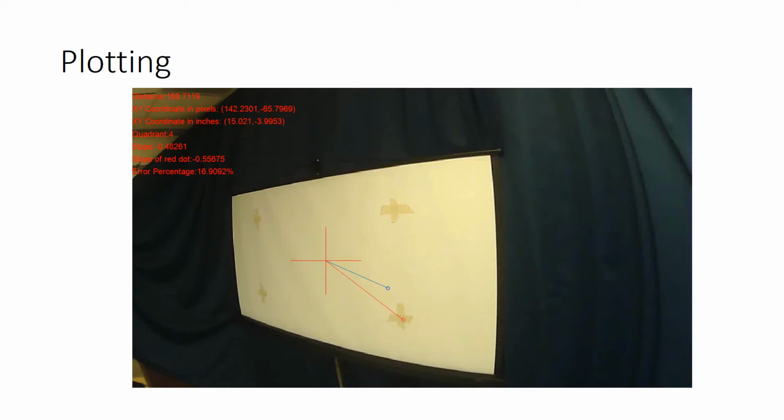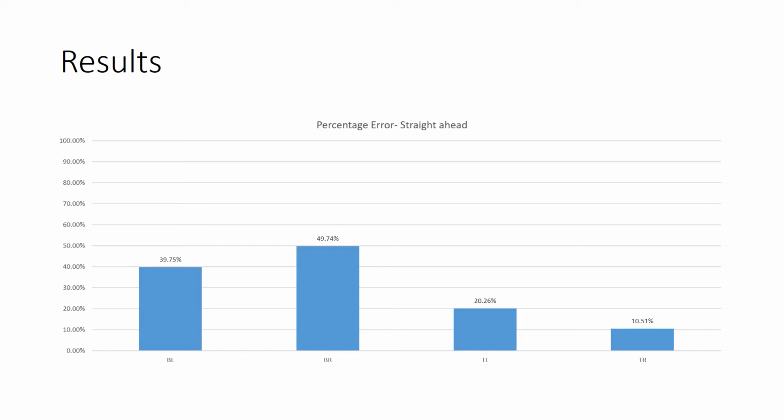In this project, the average of each target's gazes were measured and put into a chart. This first chart is the percentage error when looking straight from the projector. The BL has 39.75% error. BR has 49.74% error. The TL and TR have 20.26% and 10.51% respectively.